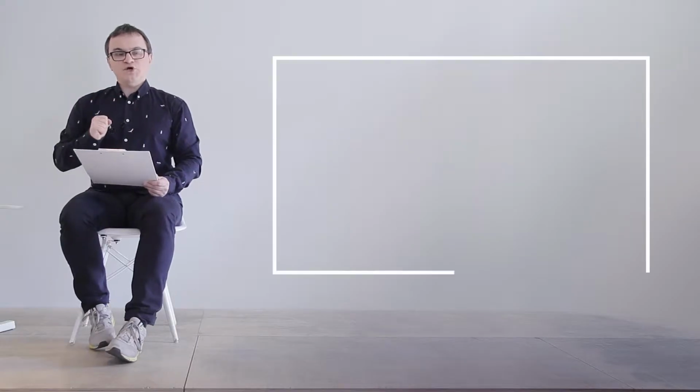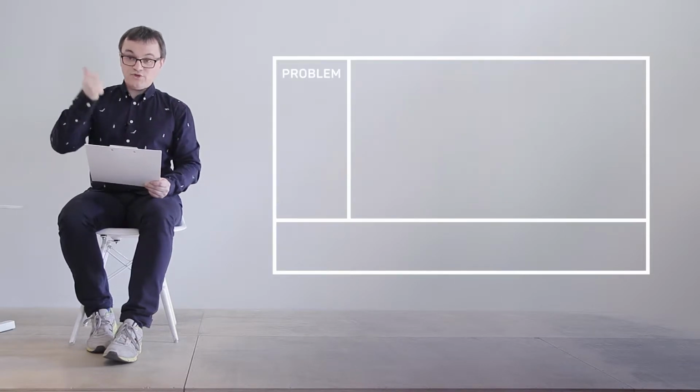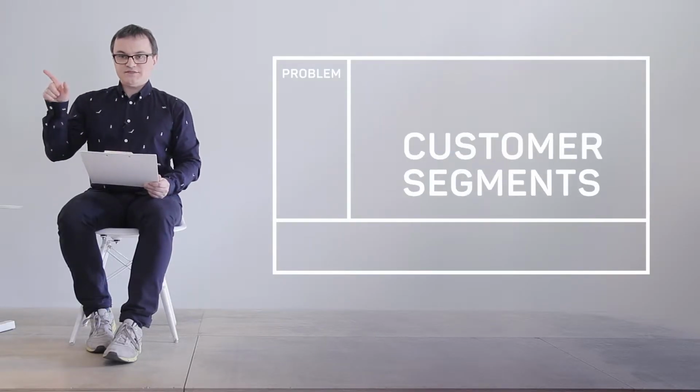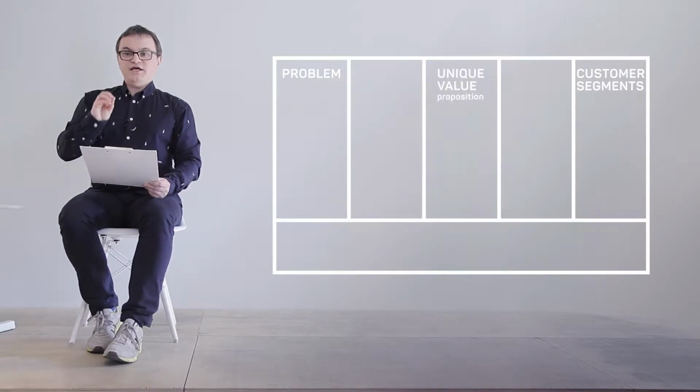So the Lean Canvas starts with problems. Problems are exactly your customer jobs that you just listed in the value proposition canvas. Second, you look at the customer segments. Again, you just did this exercise if you went through the value proposition canvas. Third, in the middle, the unique value proposition. That's exactly where you need to formulate what your value actually is.